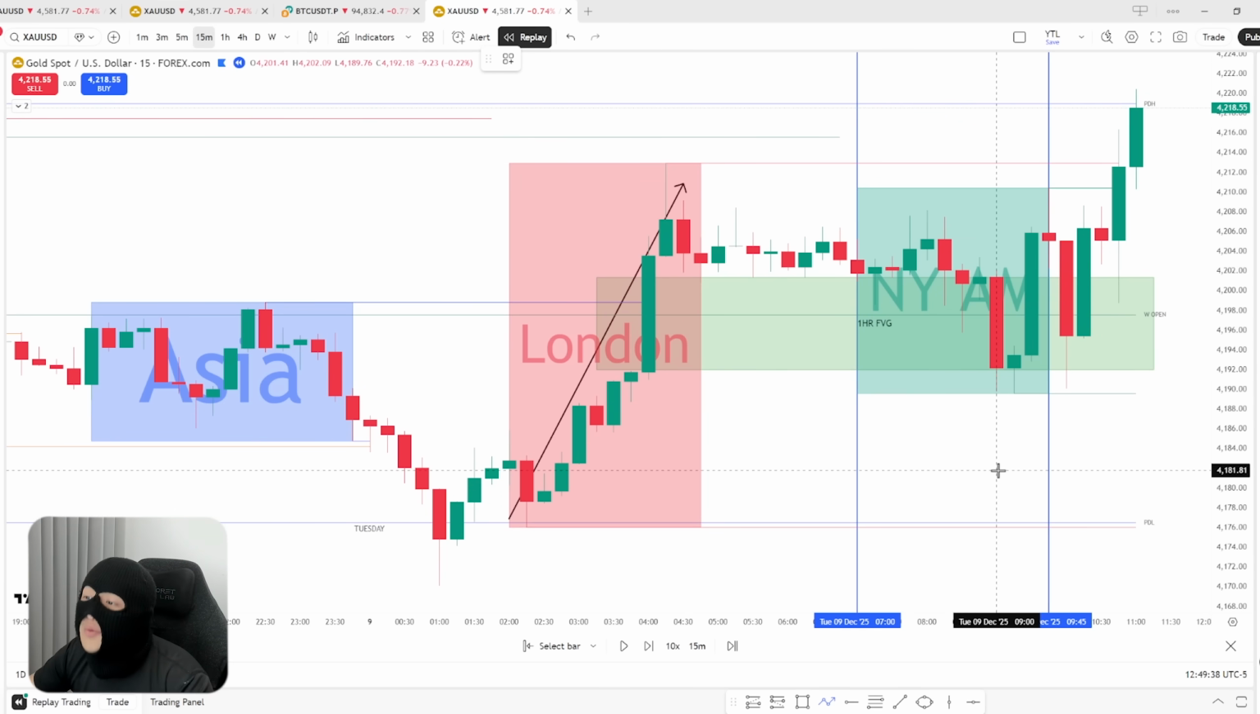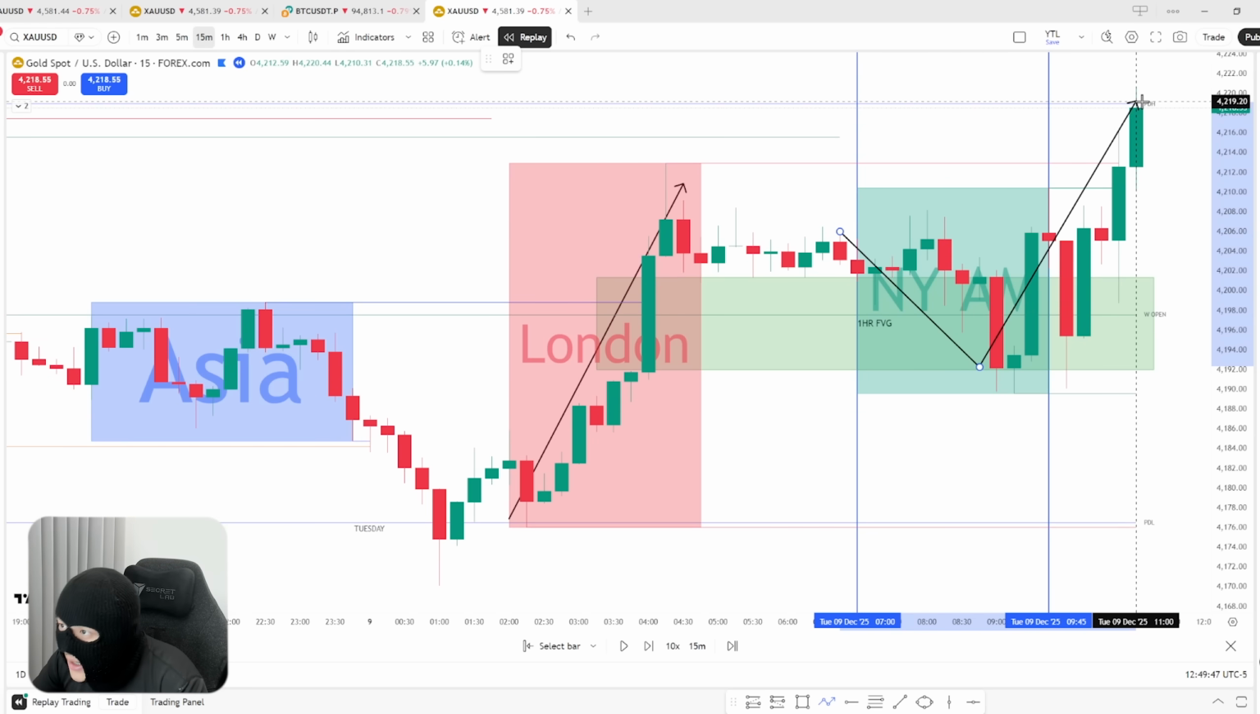New York typically reacts to what London has already done. Price often retraces into the London move, rebalancing before expanding again. This is where many clean continuation trades occur.